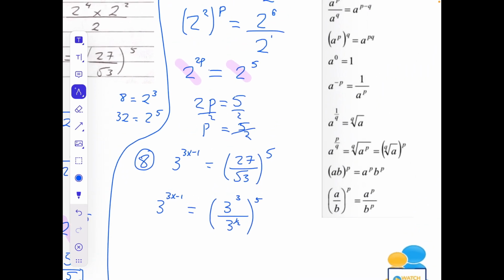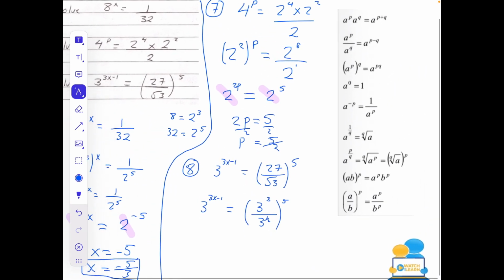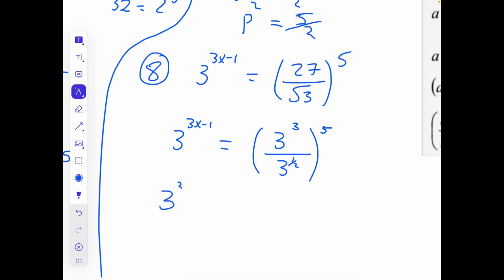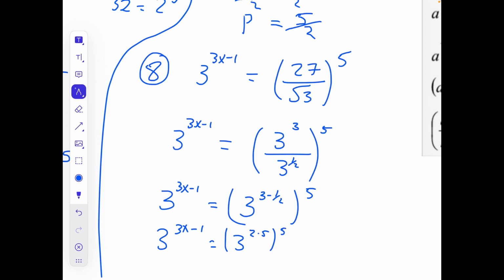Now, again, what can I see here? What rule can I match up? You have the option of using this rule, but we haven't actually used this rule yet, so we're going to avoid it. And what we're going to do is we're going to use the rule we have been using. So when we're dividing, we're going to subtract the powers. So that'll be 3 to the power of 3x minus 1 is equal to 3 to the power of, now we're going to do 3 minus a half. We still have that 5 then. So 3 to the power of 3x minus 1 is equal to 3 to the power of 2.5, all to the power of 5.